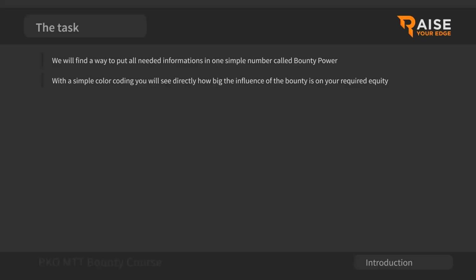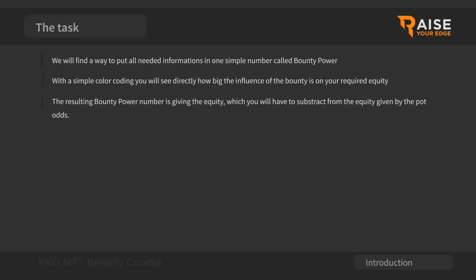Also, we want to give you the ability to see directly how much bounty pressure is on you. So how can you adapt your ranges if you have, for example, the right ratio between stack and bounty? Should I jam a combination more? Should I raise it? Should I open fold it? And so on. So the resulting bounty power number gives you in the end the equity which you will have to subtract from the equity given by the pot odds.